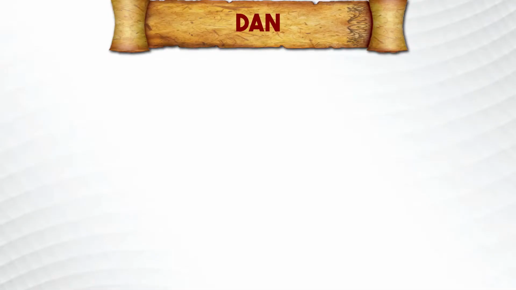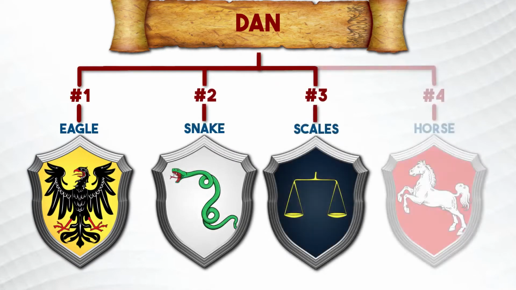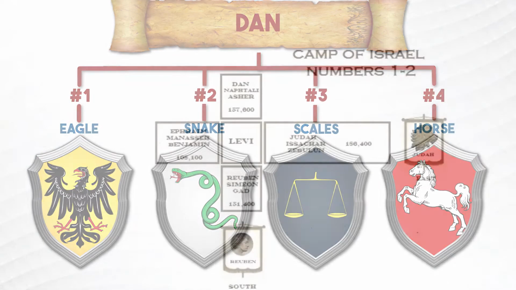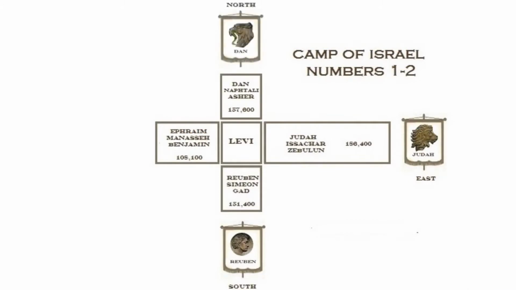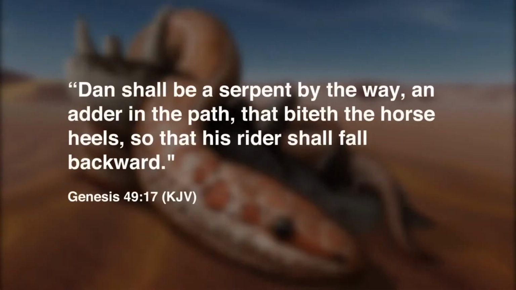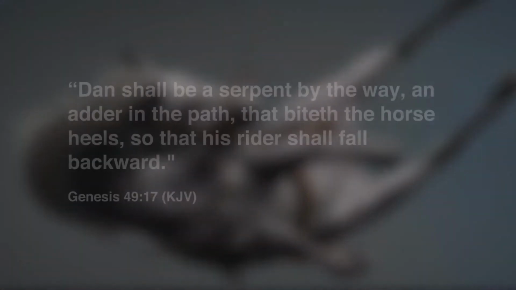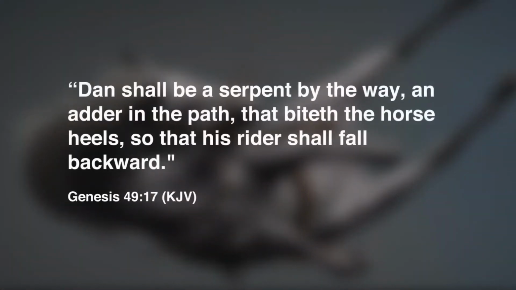For Dan, he probably has the most symbols out of all the tribes, those being the eagle, the snake, the scales, and the rider tumbling backwards. The eagle was the sign of the northern camp, so another one of the four primary symbols. The snake was Jacob's prophecy, the first half, that Dan would leave a viper's trail wherever they went. The scales simply comes from the name Dan, which means to judge, but also the prophecy that he would judge our people. And the rider was again Jacob's prophecy, the second part, that Dan would bite at the rider's heel, causing it to tumble backwards.